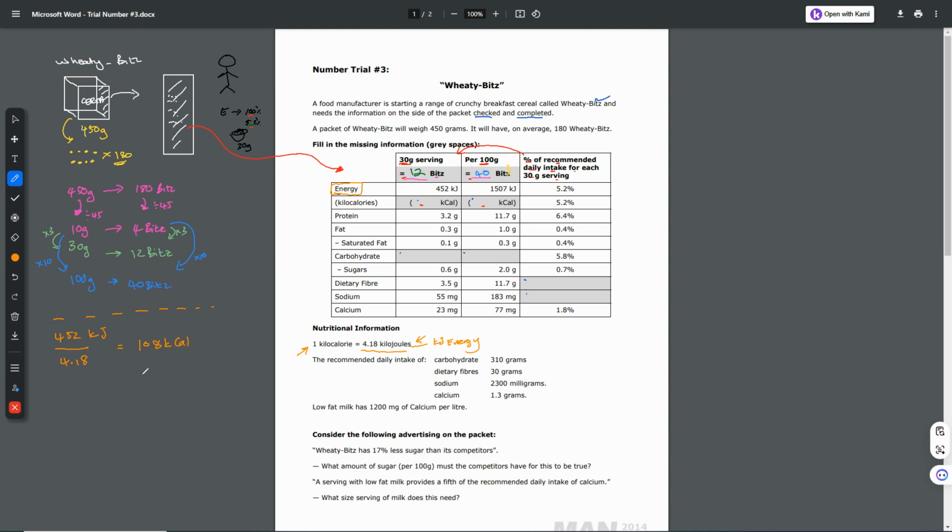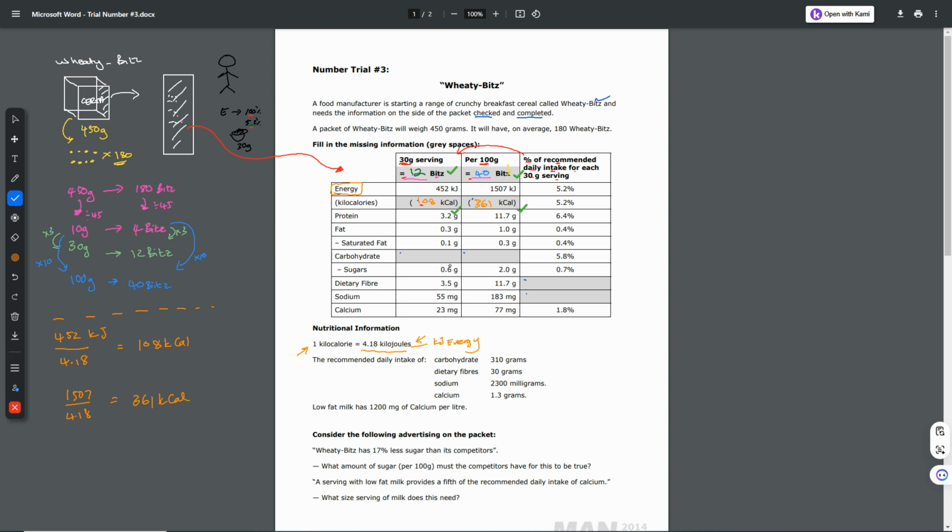All right. Kilocalories, right? That's going to be this amount over here, so 108. Then we do the same thing with the other one. We take 1507, and we divide it by 4.18, and it comes to 361 kilocalories. And so we put 361 kilocalories there. And we're now done with the first part over there. Now we can move down.